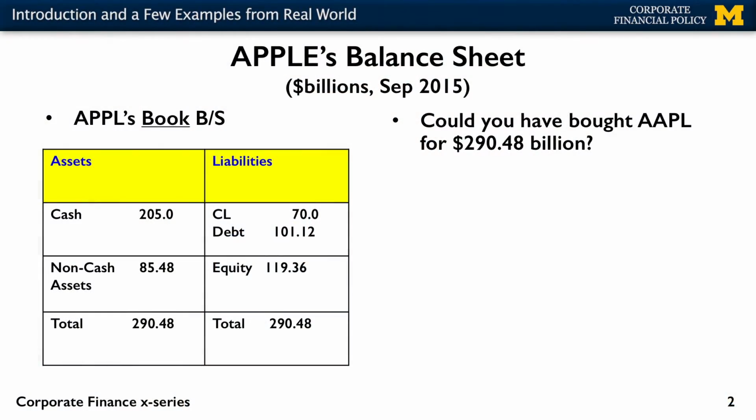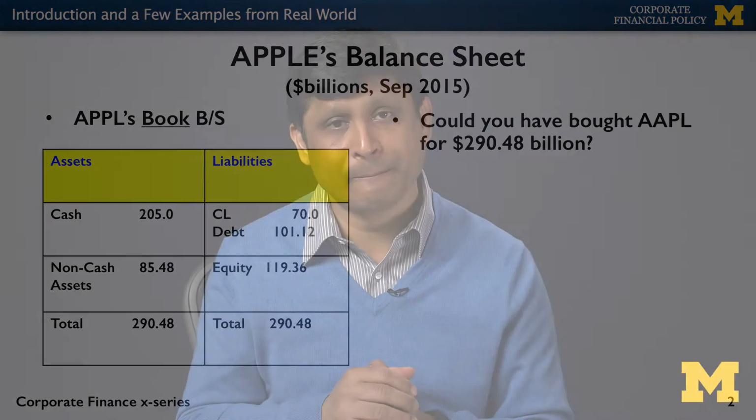You know this. By the time you're doing this course, you have seen this kind of balance sheet again and again, so I'm not going to dwell too much on the details of the balance sheet. But the question that I'll ask you is this: could you have bought Apple? Imagine that you are a corporate raider. You want to acquire Apple as a whole. Could you have bought Apple based on its book value of $290 billion?